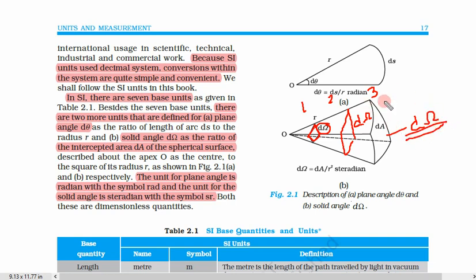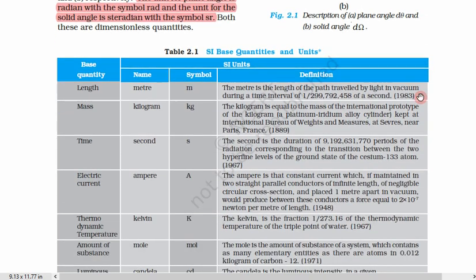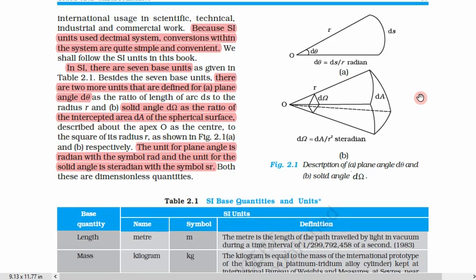So what remains constant, angle or solid angle? That's why we need to learn about angle and solid angles. Angle is in radian, solid angle is in steradian. So hopefully till now you have understood what is a solid angle, what is an angle. Total solid angle is 4 pi, total angle is 2 pi radian, solid angle is 4 pi steradian. So the same thing we can see here, dA upon r square. So this is the total solid angle.